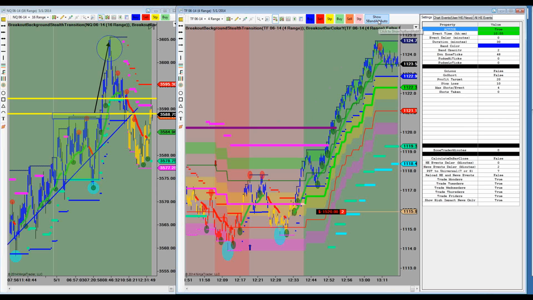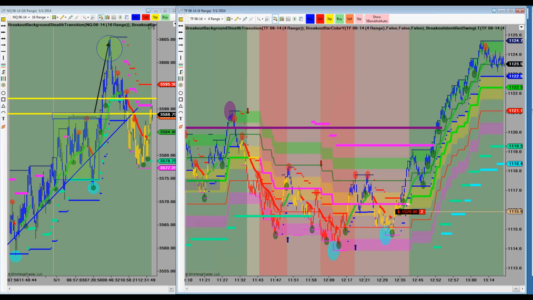Oops, I got an old sim position on here. Let me see if I can close that. Stand by. Got an old sim position left on. I was going to take that off of here.